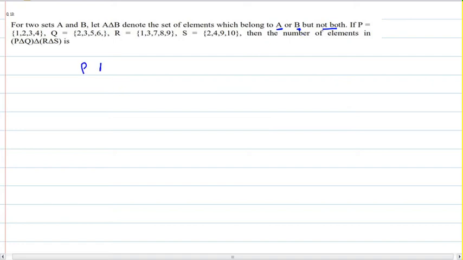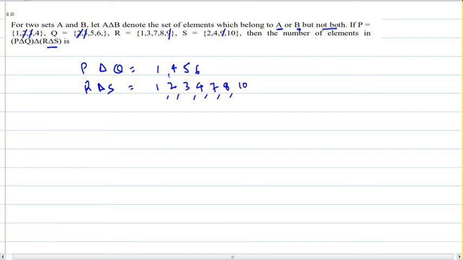So I'm going to perform P delta Q. You don't even have to rewrite everything. All you have to do is cancel the common terms. So P delta Q is 1, 4, 5, 6. I'm going to perform R delta S. I'm going to simply cancel common terms. Common term is 9. I do not see any other common term here. So R delta S is 1, 2, 3, 4, 7, 8 and 10.